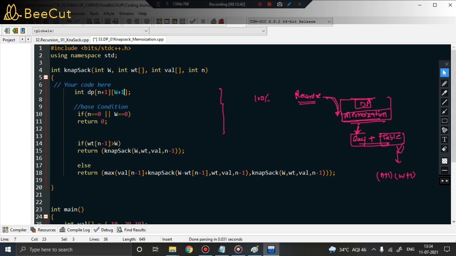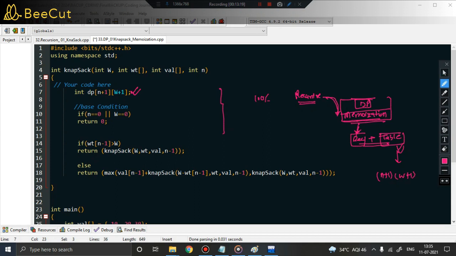Why do I do n plus 1, w plus 1? I already explained. If I have only 3 items, n equal to 3, and I only create a matrix dp of n comma w, what will happen? This will start from 0 and move to 2, right? But I need it to move till 3, because this indicates how many items I have. So basically it should move till n plus 1. So I created the matrix.